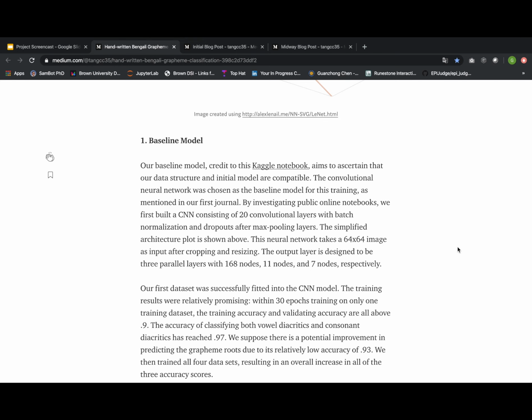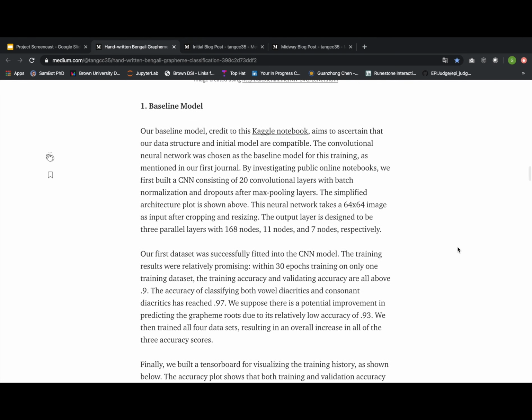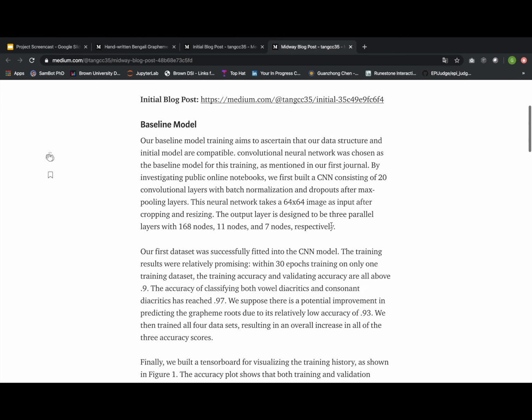Our first model will be our baseline model. To understand the baseline model, we refer back to our midway blog post. The purpose of a baseline model is to check if our data structure and initial model are compatible. Therefore, our baseline model is as simple as a composition of some convolutional layers. It contains 20 convolutional layers with batch normalization and dropouts. This network takes inputs of size 64 by 64 after cropping and resizing.